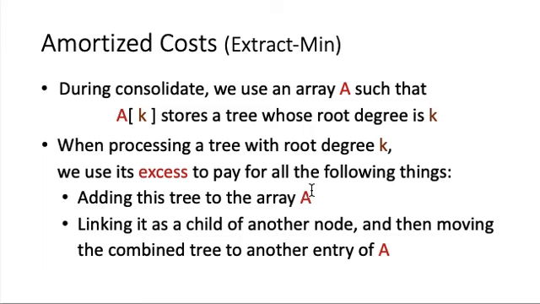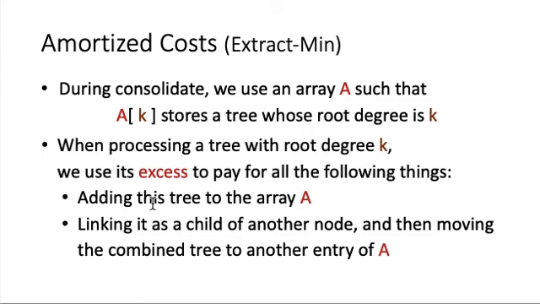So this takes some cost. And then we may link this tree as a child of another node. Because when we see two trees that have the same root degree, one may be linked to the other. And after the linking process, we will create a larger tree with a different degree. So we will move the combined tree to another entry of A. So this movement also needs some cost. And in that case, the excess of the roots will be paying for these two things.